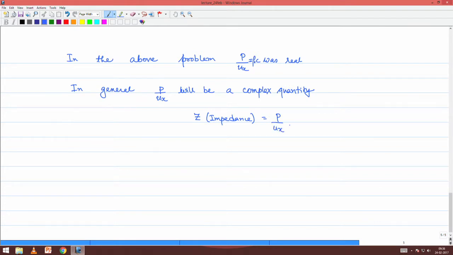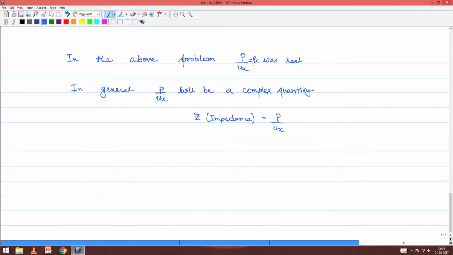This is not the characteristic impedance though. Characteristic impedance qualifies only for a single travelling wave. In general, if you wish to refer to this quantity, which is the ratio of pressure by velocity, you have to just call this impedance. Okay. So, p by u x in general is impedance, which in general again is a complex quantity.